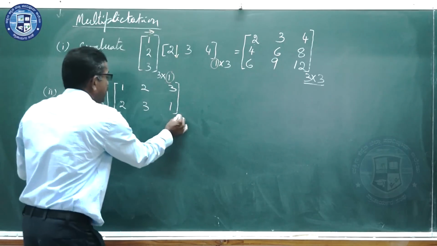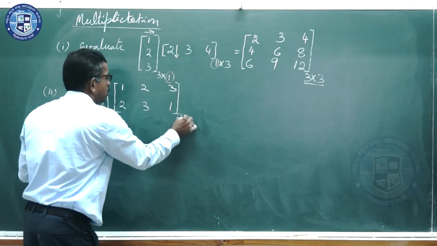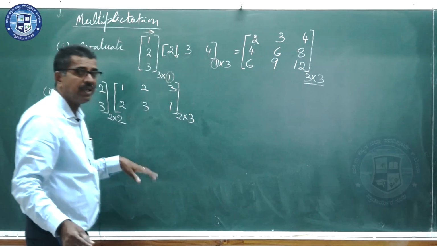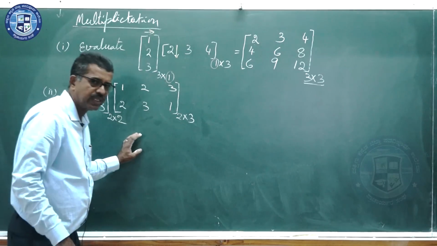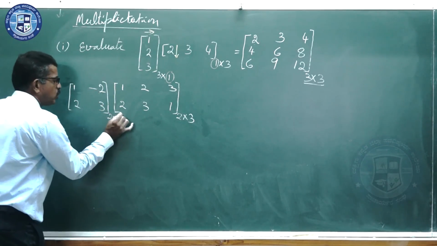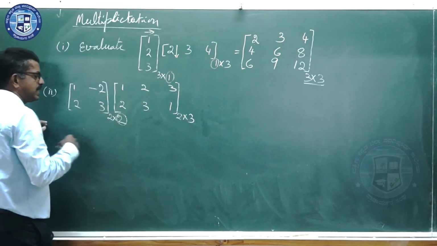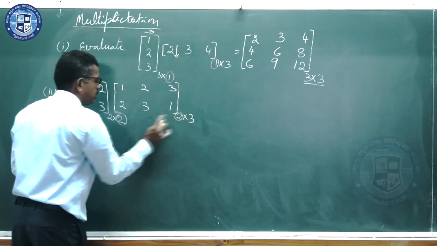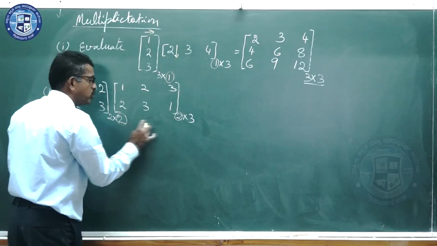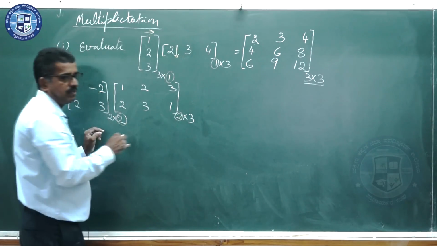Now what's the order of this matrix? It is 2 cross 3. First, to verify whether they are eligible or not. Of course, since the question has been asked in NCERT, it is eligible. But even otherwise, you have a testing method: find out the number of columns of the first matrix, find out the number of rows of the second matrix, both being equal, they are eligible.